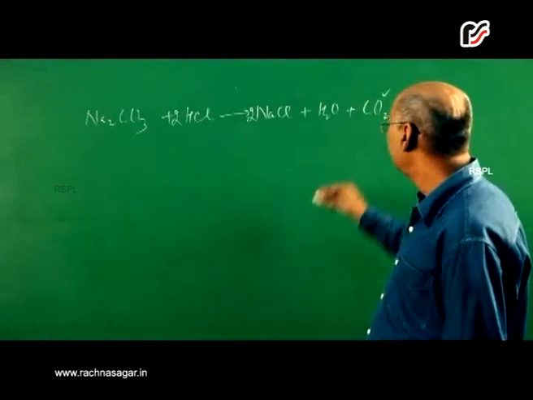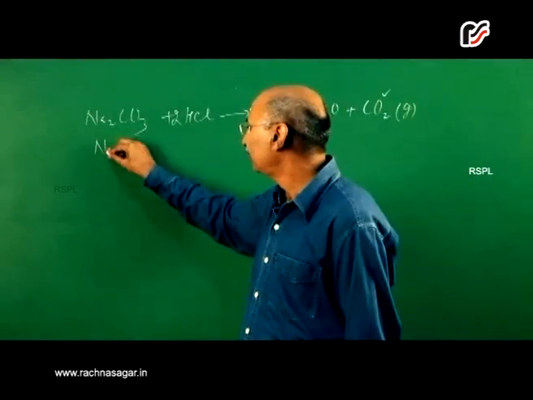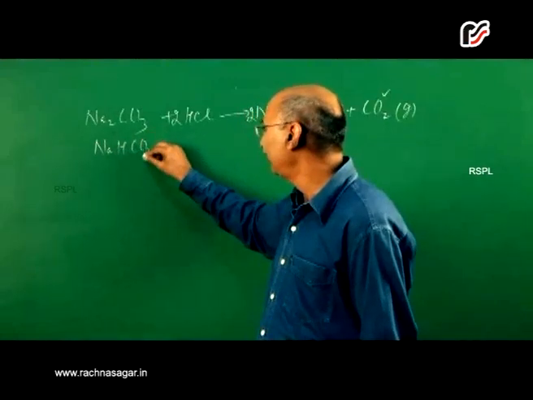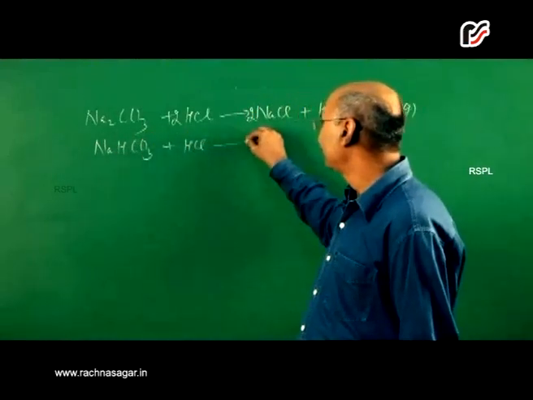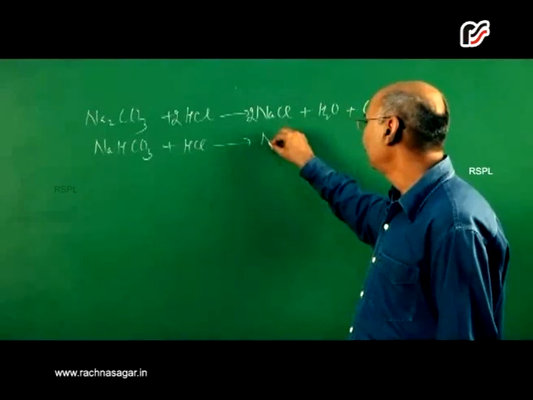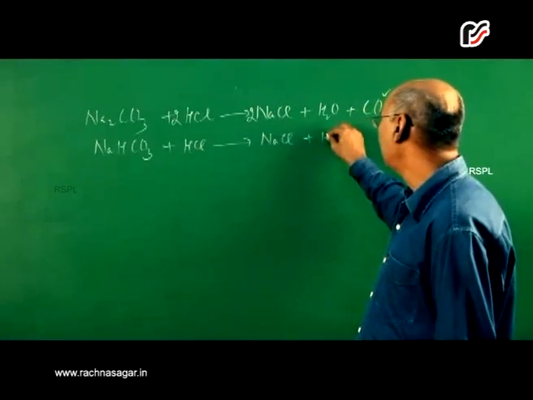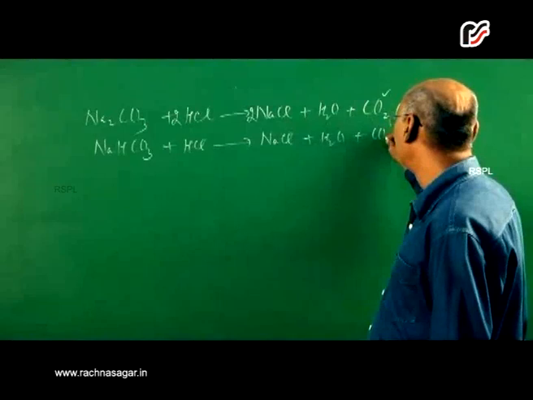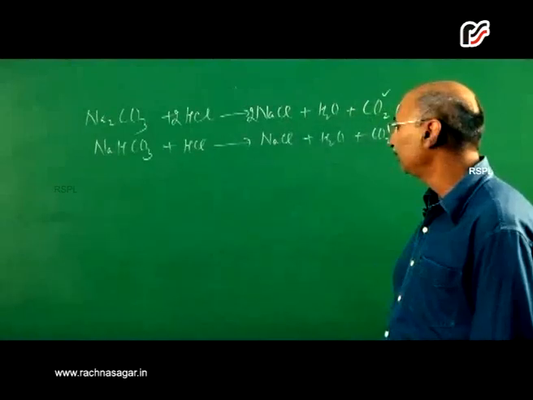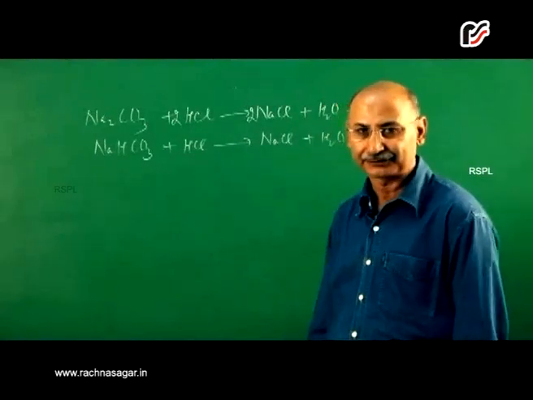This carbon dioxide gas is evolved. If we react sodium hydrogen carbonate with HCl, a similar reaction takes place. We get NaCl plus water plus carbon dioxide. This carbon dioxide is evolved in the form of brisk effervescence.